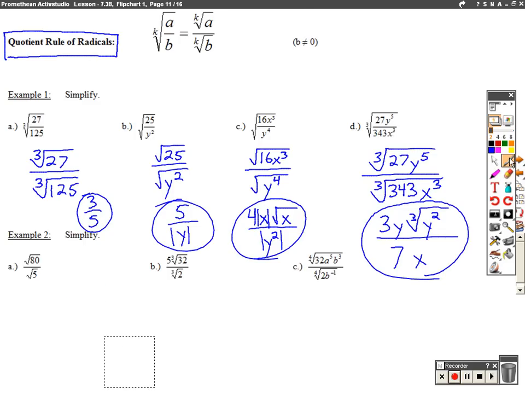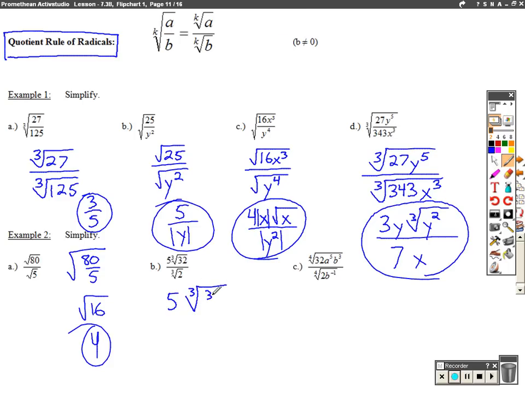Since both of these square roots have the same index of 2, just write it under one square root, 80 over 5, which is 16. Square root of 16 is 4. Again, the 5 stays. Cube root, dividing two cube roots, I can make it a single cube root of 32 over 2. This is 5 times the cube root of 16.